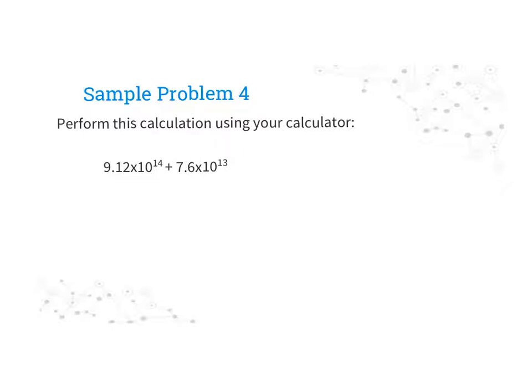So we have 9.12 times 10 to the 14th power plus 7.6 times 10 to the 13th power. When I enter this into my calculator, I need to make sure that my numbers that are in scientific notation are in parentheses so that my calculator does the correct order of operations.